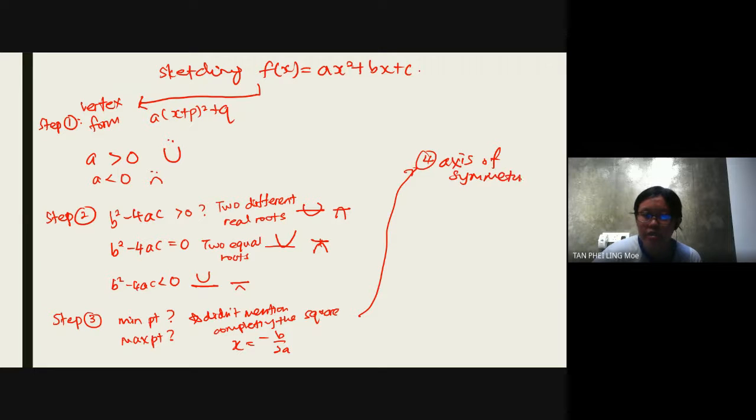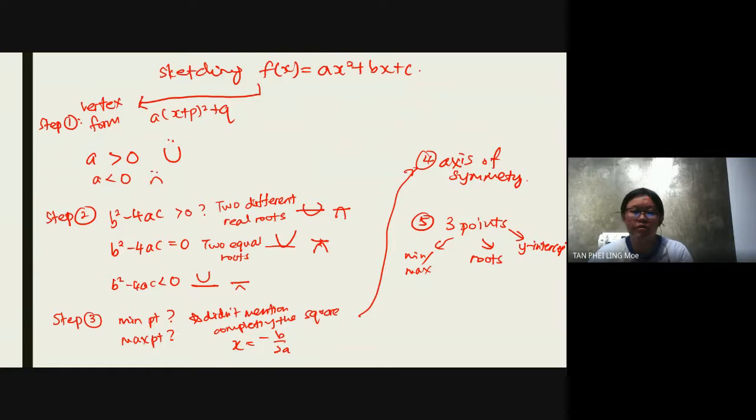Now the final step is to have 3 points on your graph. Usually 1 point is your minimum or maximum, another one will be your roots, and another one will be your y-intercept. Is that okay? Good. So I repeat: you can do vertex form as the first step, but let's say you don't want to start with that, I would say that this is optional.